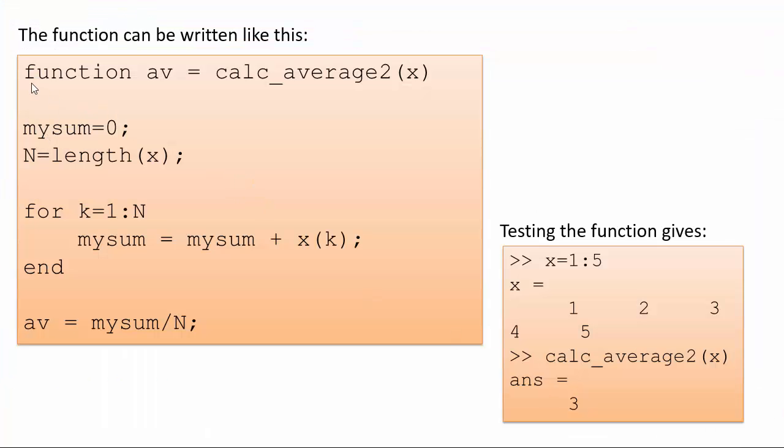So let's summarize. We create this function, calc average 2, and then we implemented the formula in a for loop like this. And then after the for loop, we found the average value of all of the elements in this x vector. And then we could test it in a command window like this.